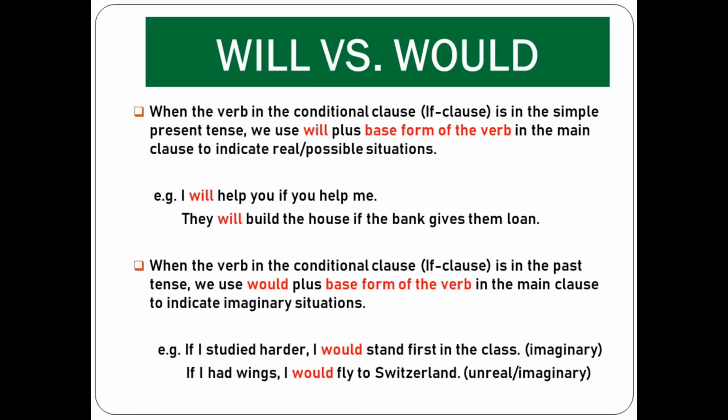When the verb in the conditional clause is in the past tense, we use would plus base form of the verb in the main clause to indicate imaginary situations. For example, if I studied harder, I would stand first in the class. If I had wings, I would fly to Switzerland. Here, would expresses imaginary situations.